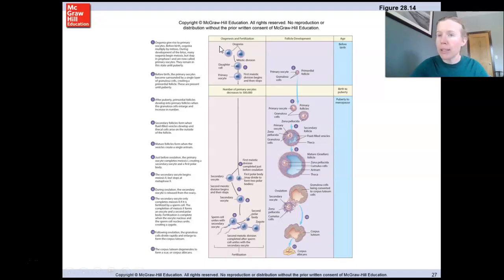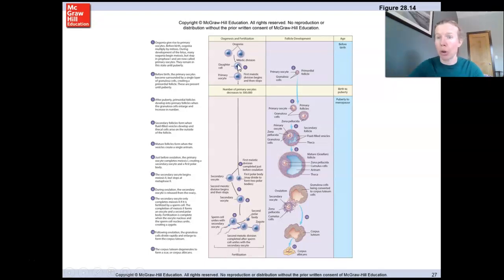So oogenesis begins before birth, right? A lot of this takes place fetally. It accelerates at puberty, and of course then is going to end at menopause. We're going to start out here with a stem cell. This parallels what happens in males, right? We start out with a stem cell called an oogonium, or plural, oogonia. And again, this stem cell is undergoing mitotic division. It's doing mitosis, right? So one cell divides in half.